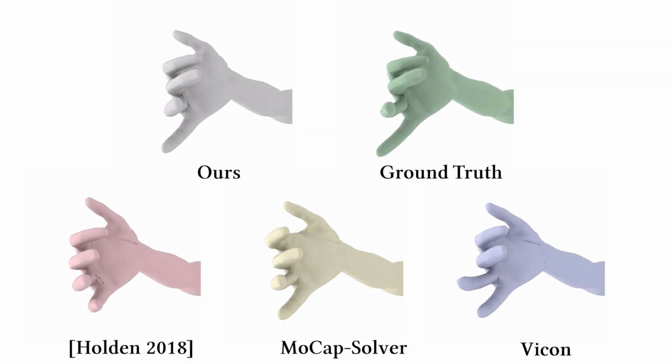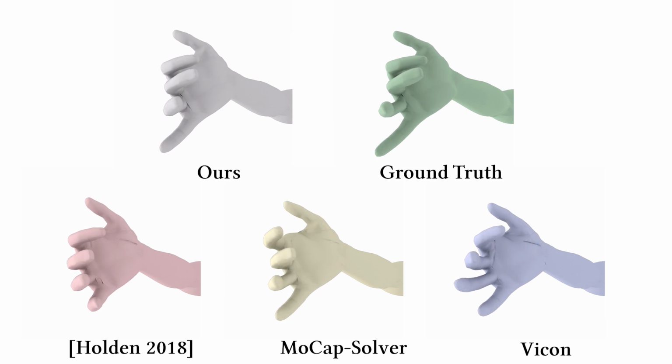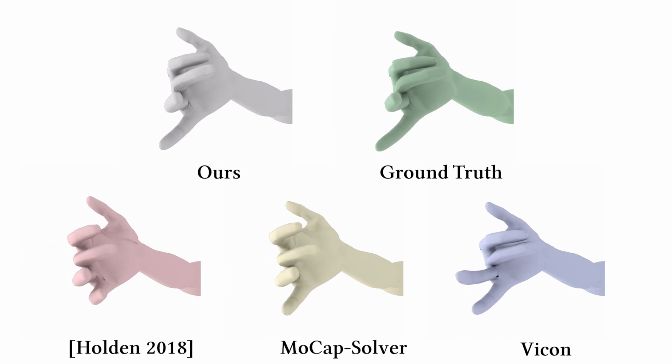We present a qualitative comparison of hand motions. Markers on hands are susceptible to occlusion and shifting. Our method demonstrates robustness against those noises, and accurately solves the motions.